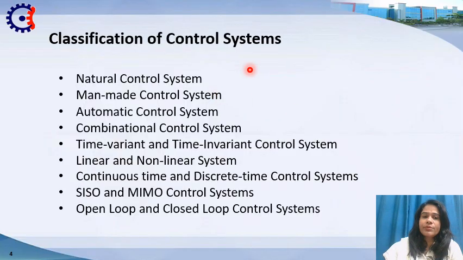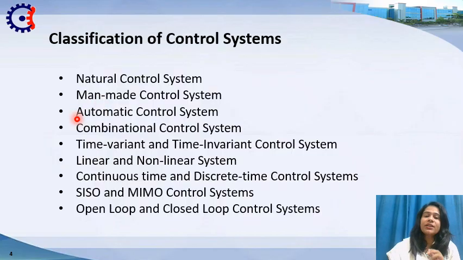Classification of control system. There are many types of control system. First is the natural control system. Natural control system, a control system that occurs naturally without human intervention. And example of the natural control system, human body temperature regulations. And next is the man-made control system. Man-made control system, a control system designed and developed by the human to perform specific tasks. Example of man-made control system, traffic light control system.